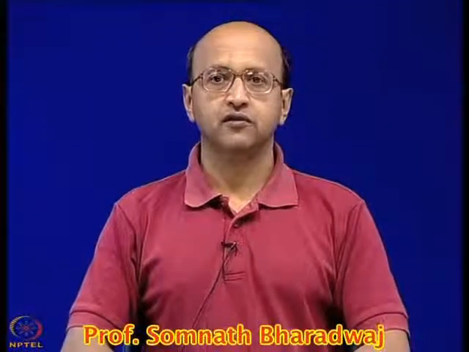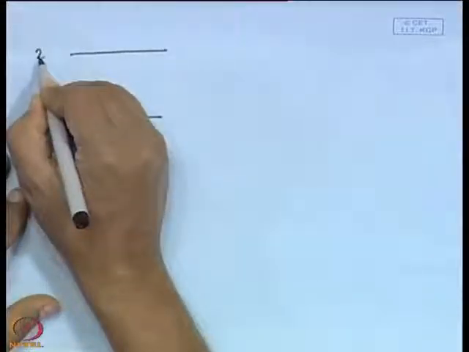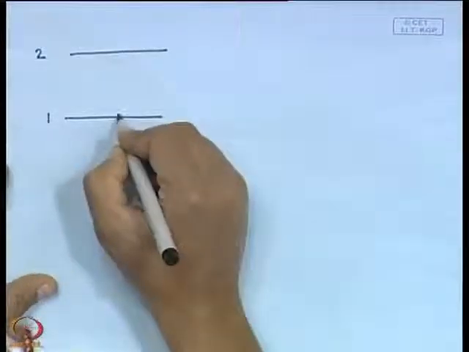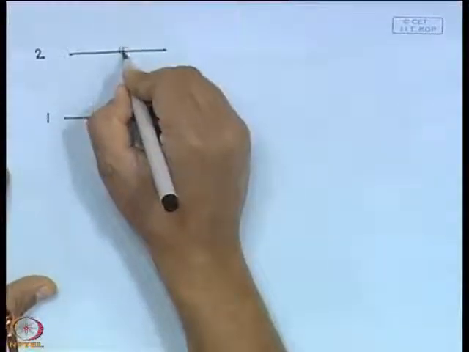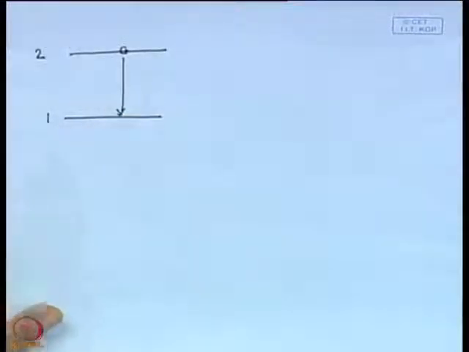Welcome. Today we shall discuss the interaction of radiation with a system that has two energy levels, and we label these two energy levels as 1 and 2. And if my system undergoes a transition from 2 to 1, then the energy difference comes out in the form of radiation at a frequency.